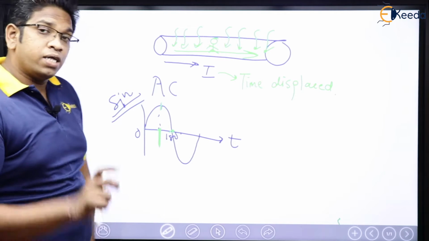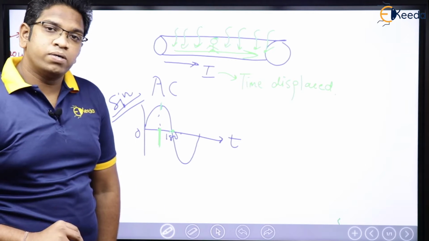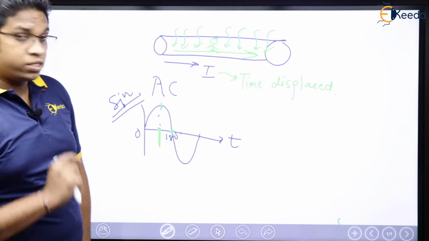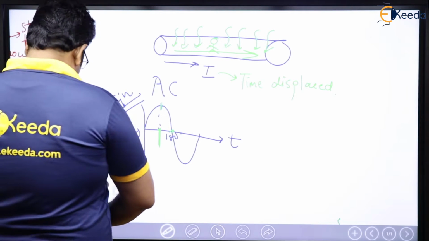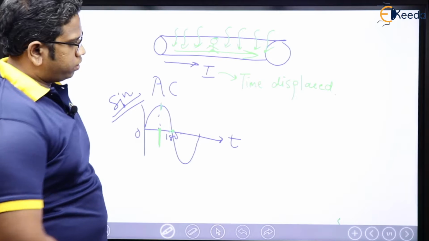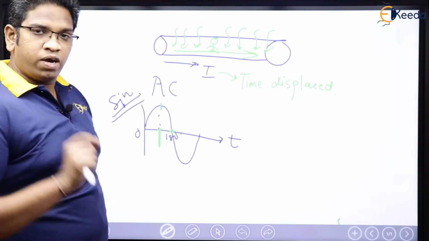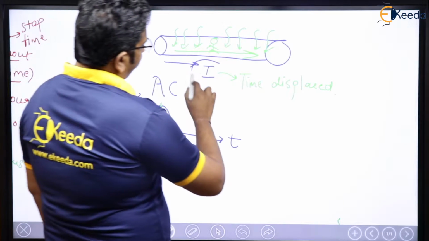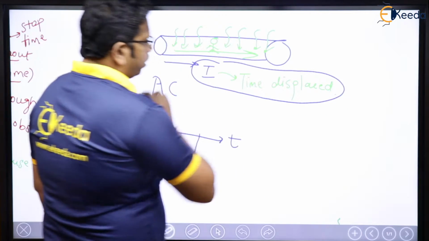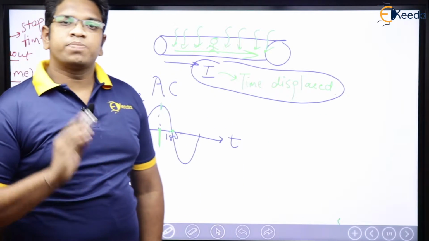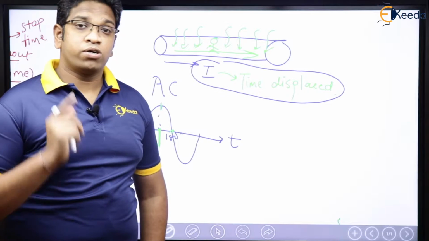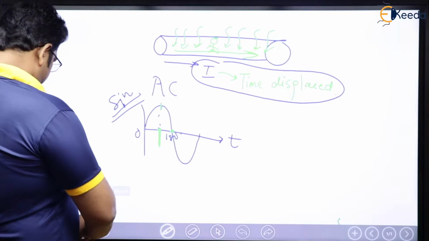Now, let us take another example, an example of induced voltage. Let us think of voltage. Before that, from this we have understood that current is always time displaced. It is not at all space displaced. Let me think of voltage. See here.